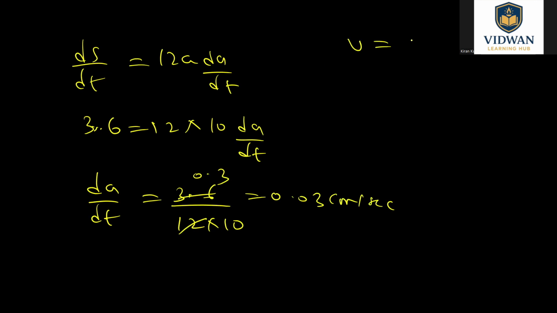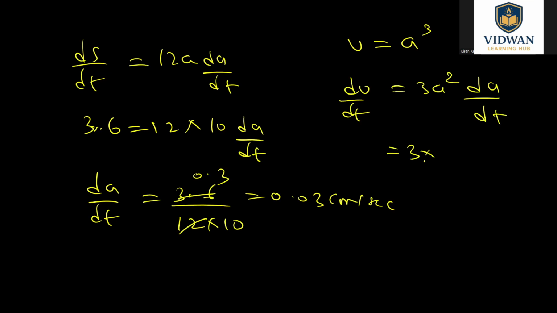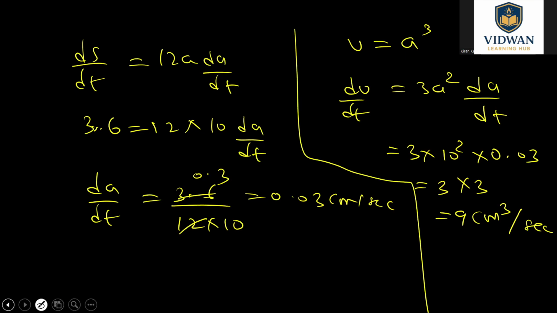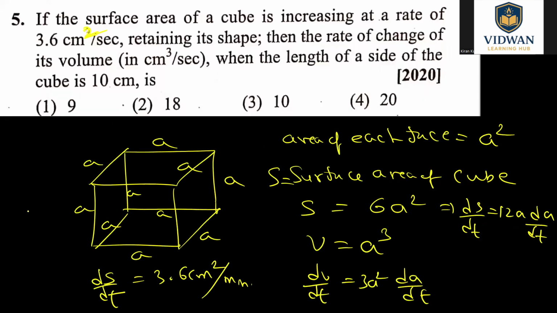And volume we just wrote a cube. And what was the rate of change of volume? 3a square dA by dt. And a is given as 10. So 3 into 10 square into dA by dt, you can write 0.03. So that would become 3 into 0.03 into 100 is 3. So 3 into 3. So this will be 9 centimeter cube per second. So this is the rate of change of volume. This is also an easy question. So answer is first option.